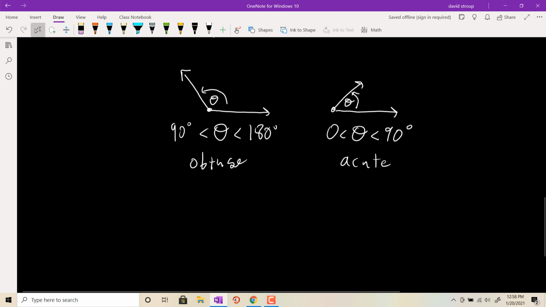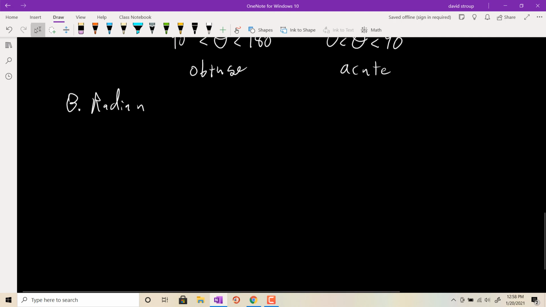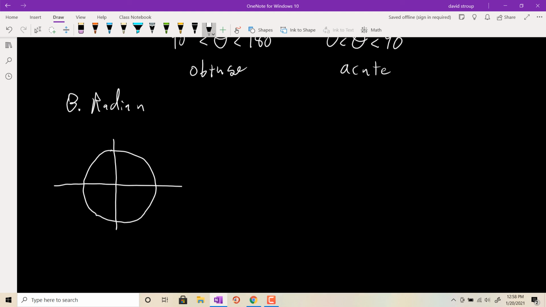So the other kind of measurement is called radian measurement. And it's a ratio between the arc length and the radius of the circle. So let's put a circle here in the XY plane. Okay. And circles have a radius. The radius is the distance from the center of the circle to the outside of the circle. So maybe this distance right here would be the radius.